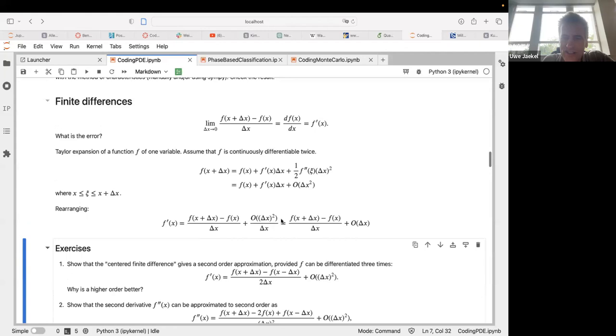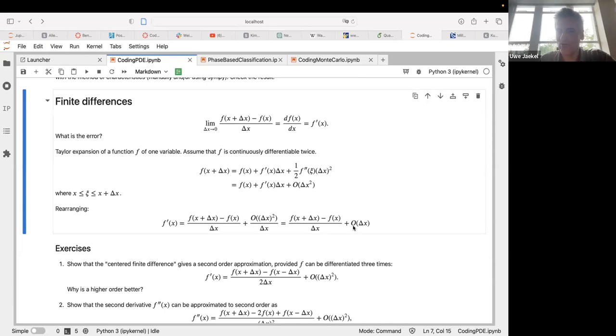If you divide an error of O of delta x squared by delta x, you lose one order. So it's an error of first order in delta x. And this is the result that you know. If delta x approaches 0, then this error will approach 0 because it's less than a finite number times delta x. And if delta x approaches 0, this will approach f prime of x. So this gives us a first order approximation of the derivative.